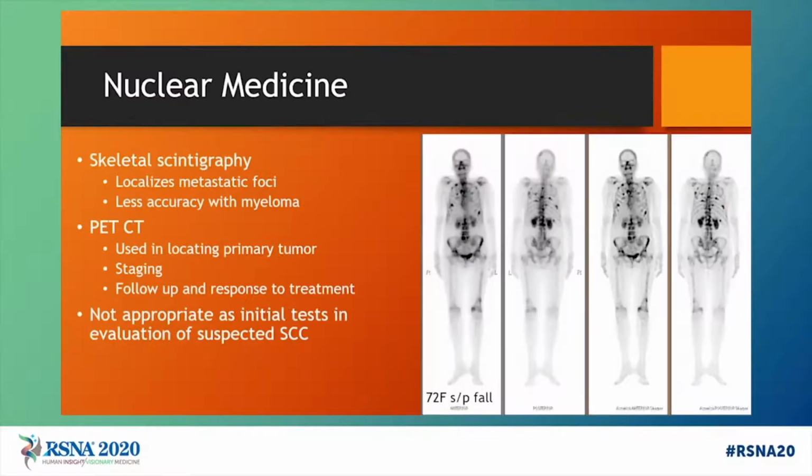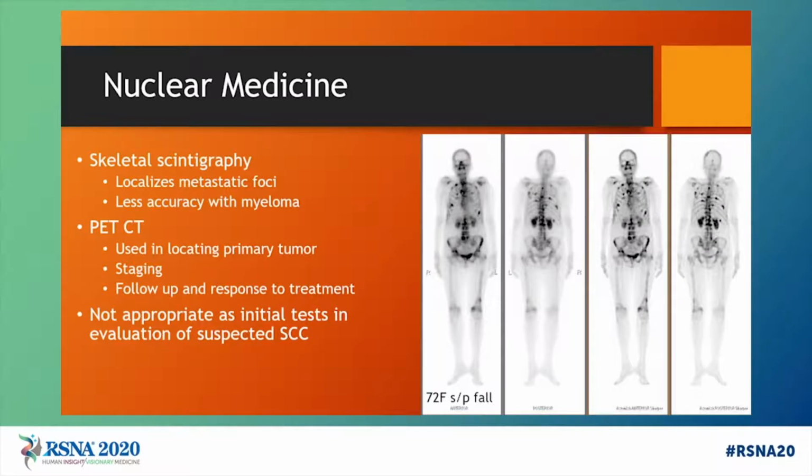Nuclear medicine studies such as skeletal scintigraphy and PET-CT, while helpful in the oncologic evaluation of these patients, are usually not appropriate as initial tests in the evaluation of suspected spinal cord compression.